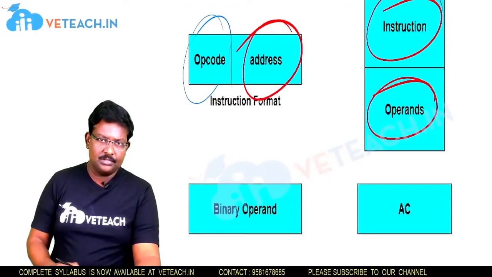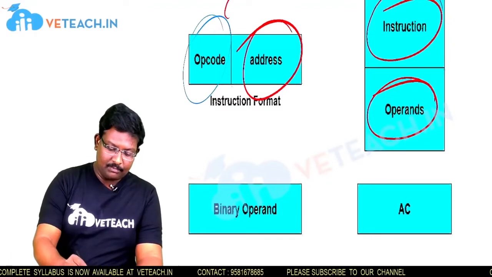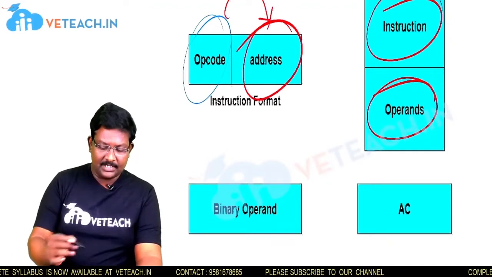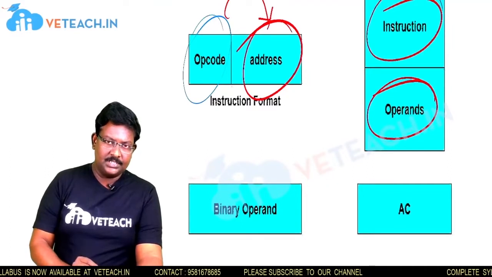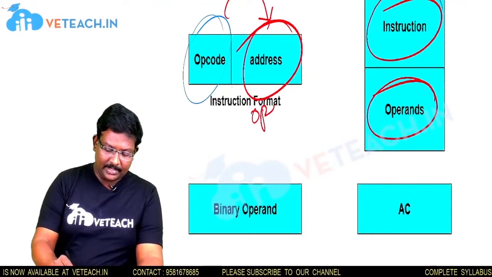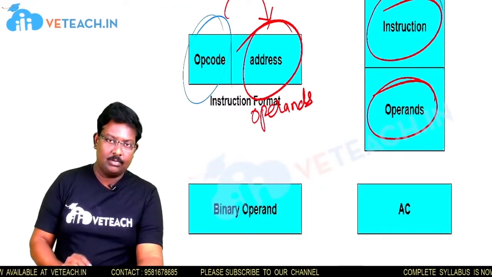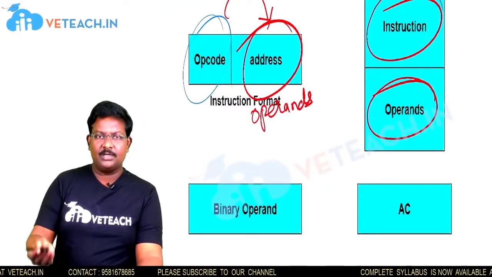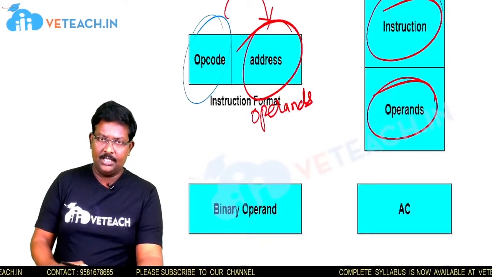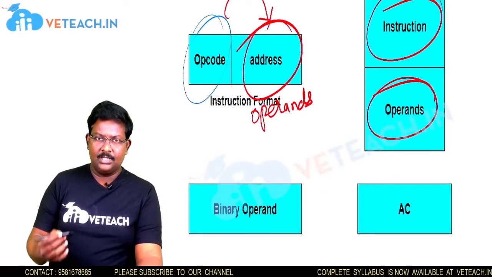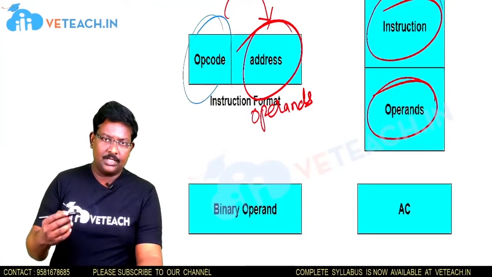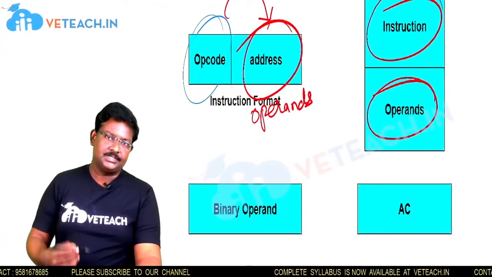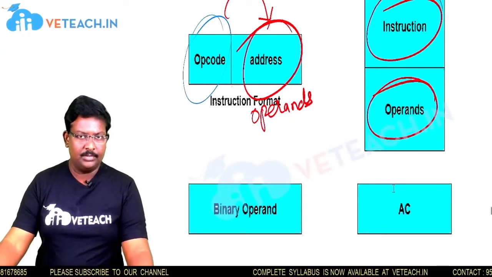So the opcode is going to specify the operation to be performed on the operands. The address, in some books, is represented as operands. We may call it operands also. Similarly, operands show the values on which we are going to perform the operation. So that is the meaning of the computer instruction.